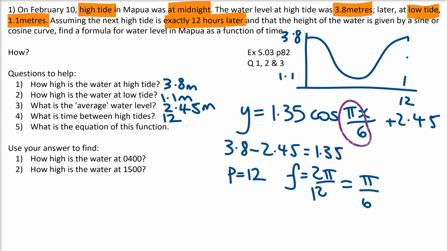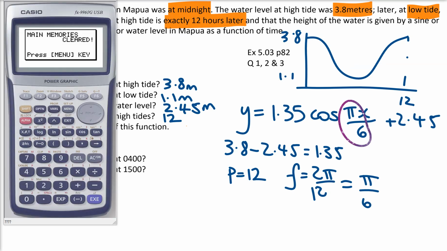Make sure it's in radians. Okay, so I've covered up the questions there, but it was at 4 o'clock and 3 p.m. So I'm going to go 1.35 times the cosine of pi times 4 divided by 6 plus 2.45. 1.77, is that right? Yeah.